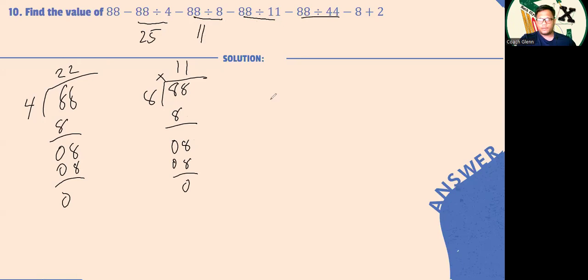Next, we need 88 divided by 11. That's equal to 8. 8 times 11, 88. So we have no remainder. 88 divided by 44, that's very obvious to be 2.